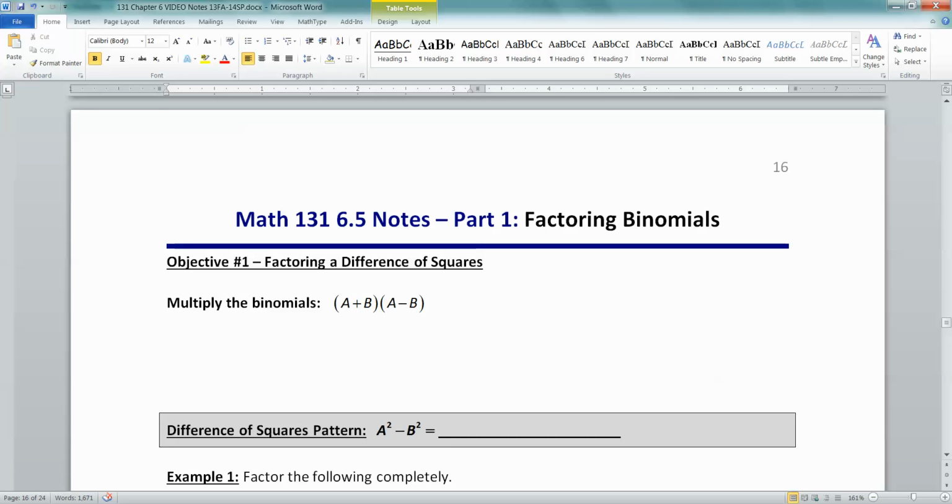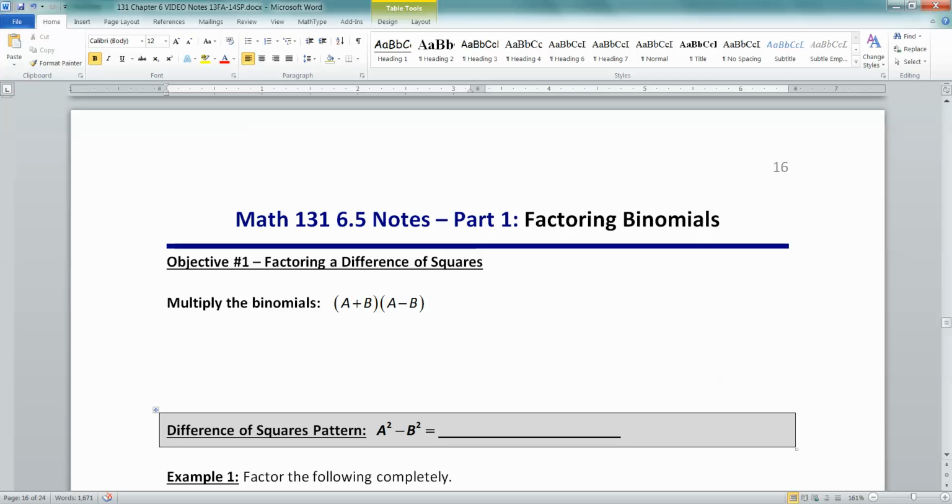So at this point, we have factored GCFs out. We have factored by grouping. We have factored trinomials when the leading coefficient was 1. We like those. And then we have factored trinomials when the leading coefficient was not 1, which were much more difficult. Now we're going to factor binomials.